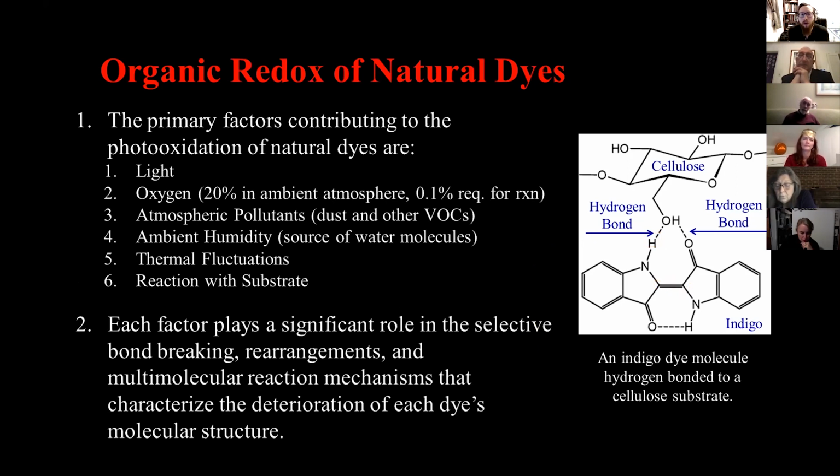So there are a lot of contributing factors to photooxidation. The big ones, though, are light, oxygen, atmospheric pollutants, and ambient humidity. Those are our big ones. And pollutants can include just things like dust or volatile organic compounds, those VOCs. The two big ones, though, are light and oxygen. Those are our main culprits.